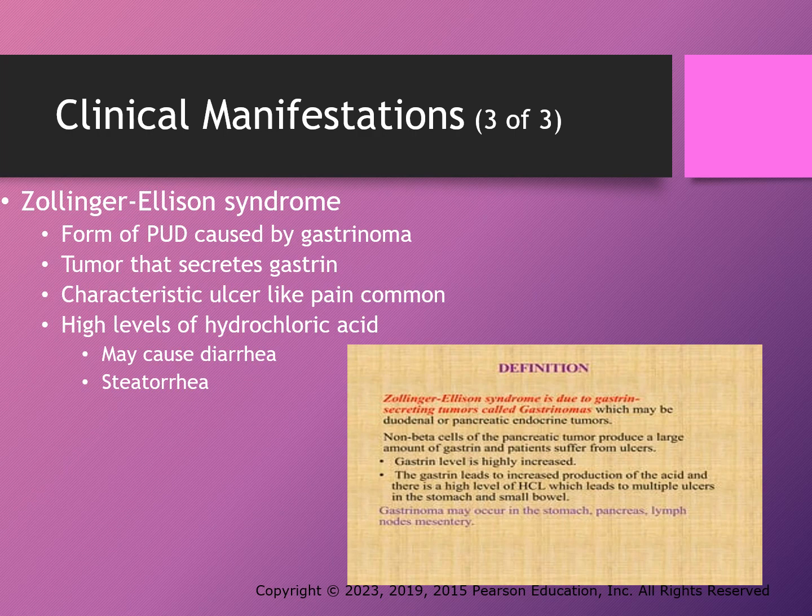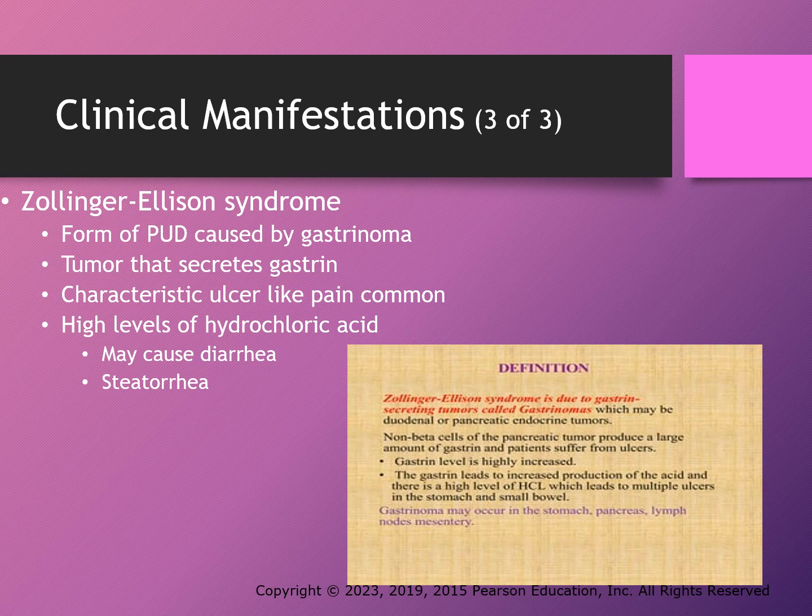Then you have a condition called Zollinger-Ellison syndrome. This is a form of PUD caused by a gastrinoma, or gastrin-secreting tumor. Gastrinomas may be benign, which means they're not malignant, although they are usually malignant. Gastrin is a hormone that stimulates the secretion of pepsin and hydrochloric acid. The increased gastrin levels associated with these tumors result in hypersecretion of gastric acid, which in turn causes mucosal ulceration.